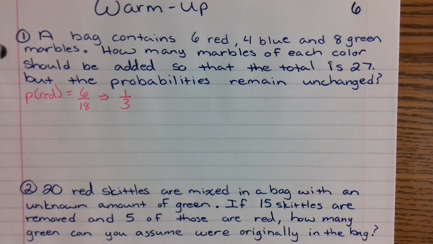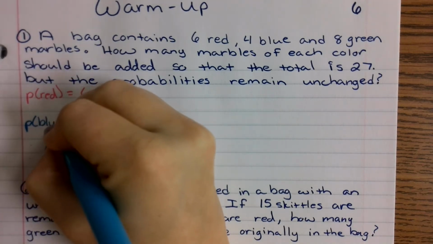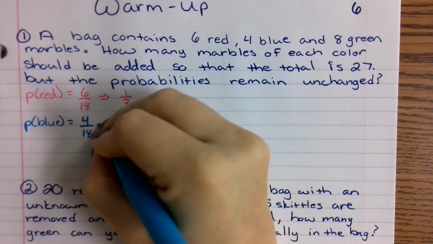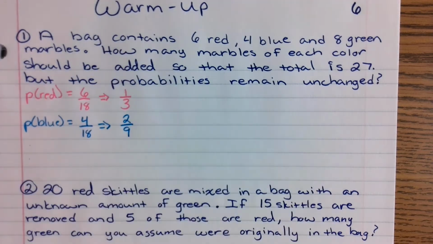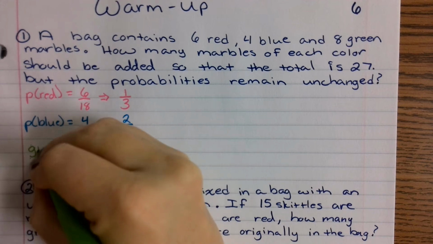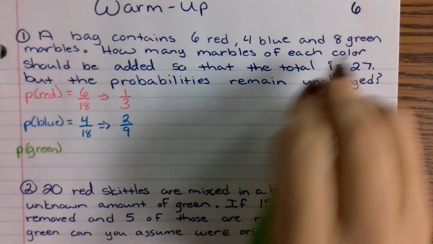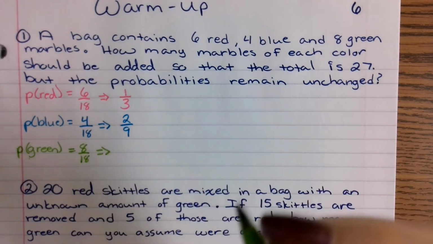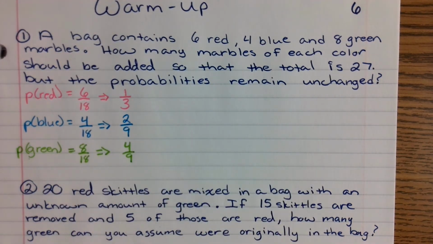Okay, I'm going to do the same thing for the blue. I know the probability for blue is 4 out of the 18, which in its simplest form is going to come out to 2/9. And then the probability for the green is going to be 8 out of 18, which would simplify down to 4/9. So those are the probabilities that I'm currently working with.